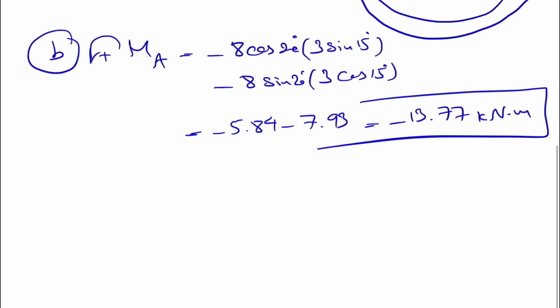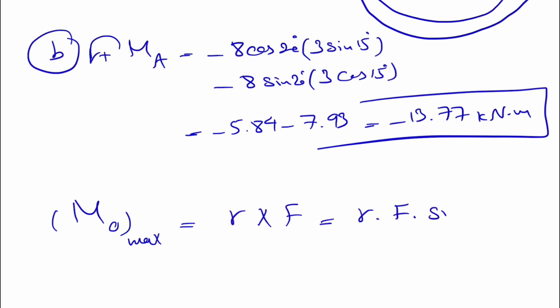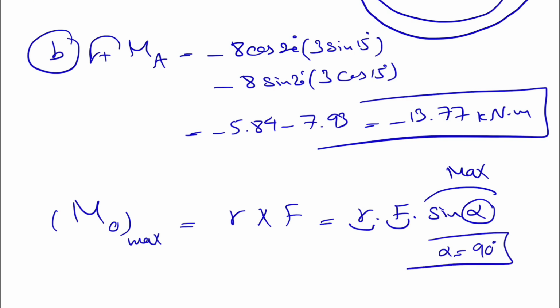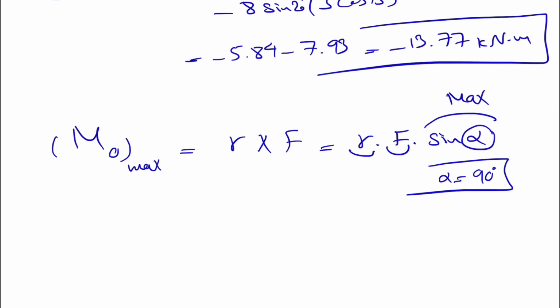And the last part is where we have the maximum moment about O. So we're going to show it with max. And we previously solved a question regarding the maximum moment. And we know for moment we have the cross product of R and F, which is R times F times sine of alpha. Alpha is the angle between R and F. And in order to have this maximum, it means that the sine has to be maximum, and when we have alpha 90 degrees, we have the maximum of sine or maximum of the moment.